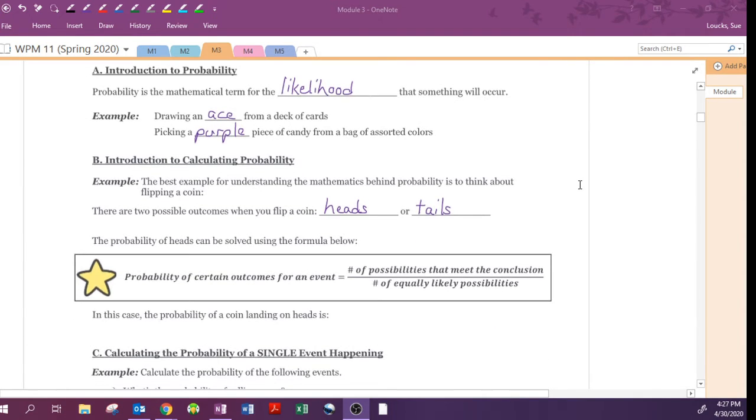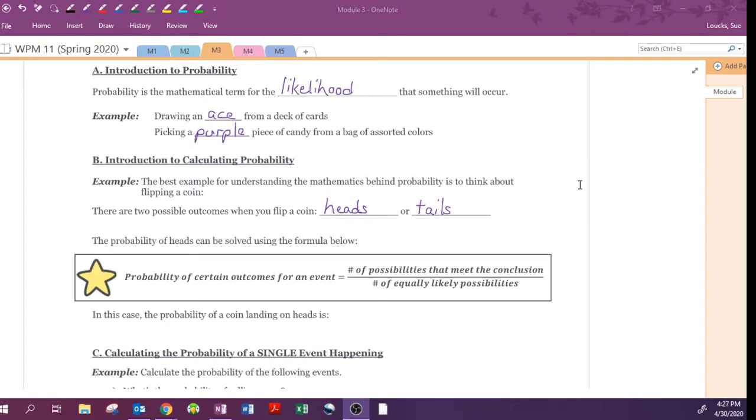Introduction to Probability. Probability is the mathematical term for the likelihood that something will occur. For example, drawing an ace from a deck of cards or picking a purple piece of candy from a bag of assorted colors. An introduction to probability, let's look at an example.